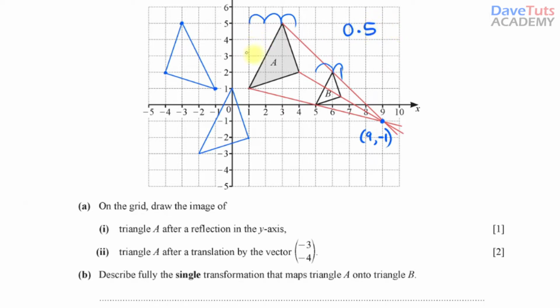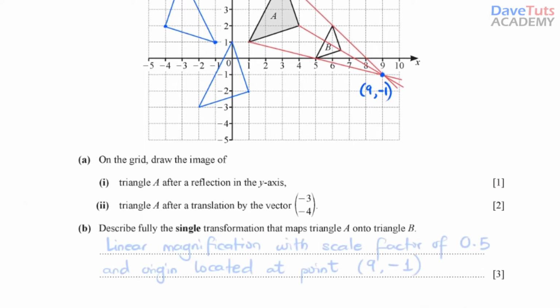But let's look at this other height. We have 1, 2, 3, 4 for A. What about B? We have 1, 2. So definitely 0.5 as a scale factor is correct. So what we are having with what we have done so far is that the transformation that maps A to B is nothing but an enlargement with a scale factor of 0.5 and the center located at point 9, comma minus 1. Once we've been able to state this, we are good to go and our full mark is assured in this particular question.